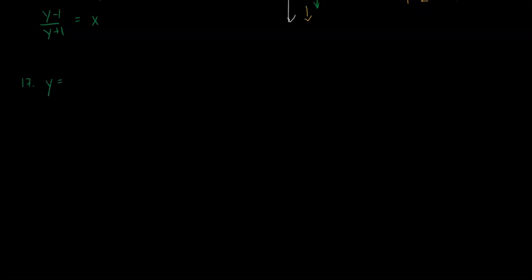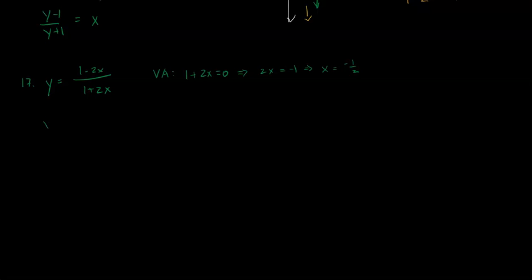So y equals 1 minus 2x over 1 plus 2x. Vertical asymptote. 1 plus 2x equals 0. This implies 2x equals negative 1, which implies x equals negative 1/2.